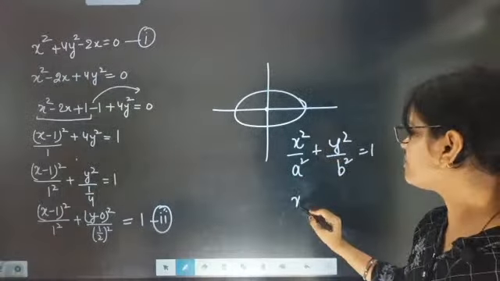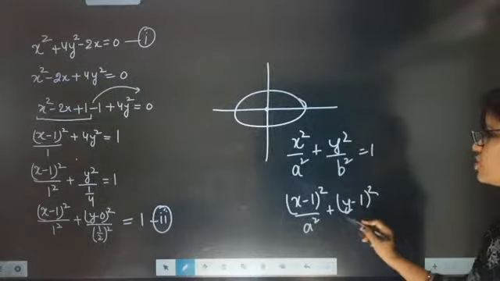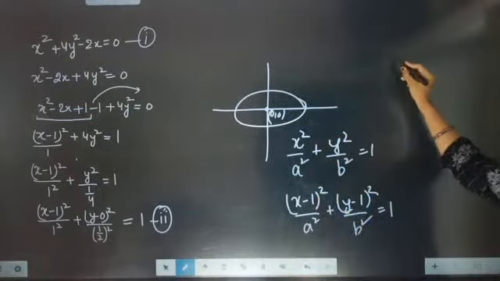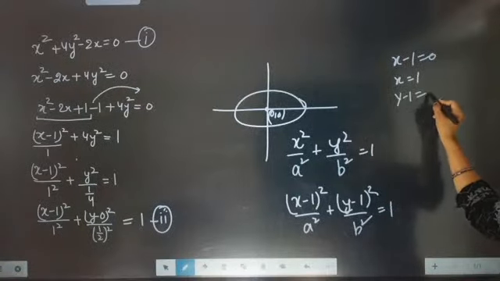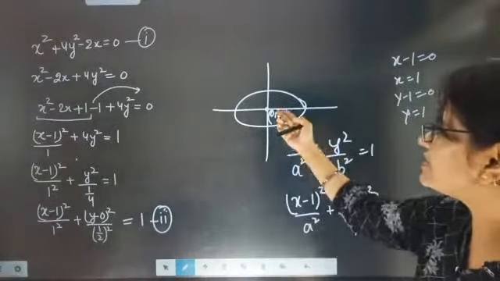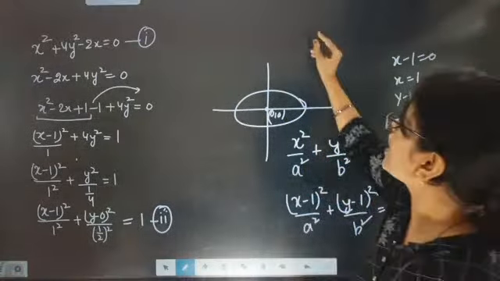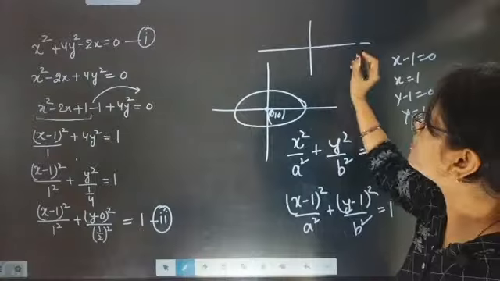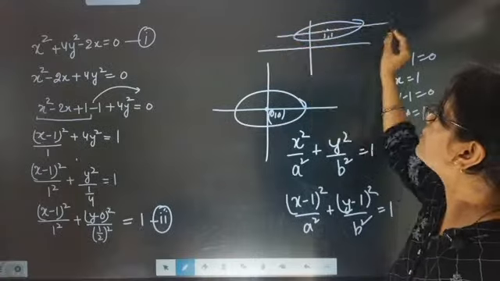Now when the ellipse is coming as x minus 1 whole square by a square plus y minus 1 whole square by b square, that means now the center is not at the origin. Now make x minus 1 equal to 0. Then it is coming as x equal to 1. Keep y minus 1 equal to 0. So y is coming as 1. So rather than at the origin, the ellipse center will shift to 1 comma 1. So there will be shifting of the ellipse.